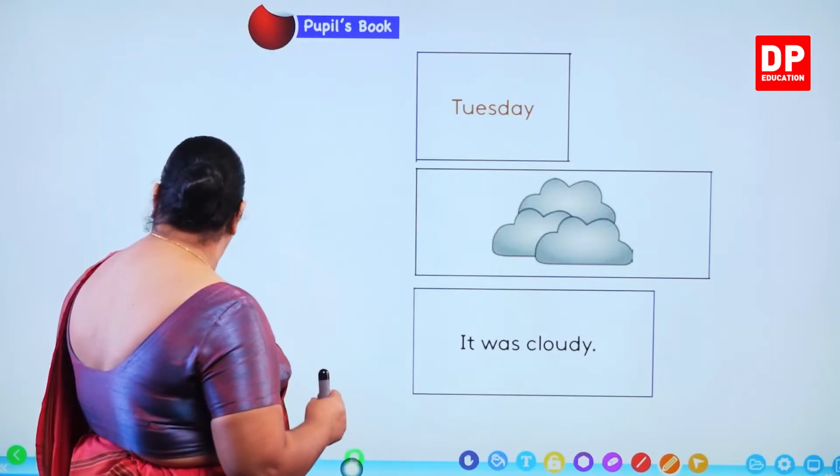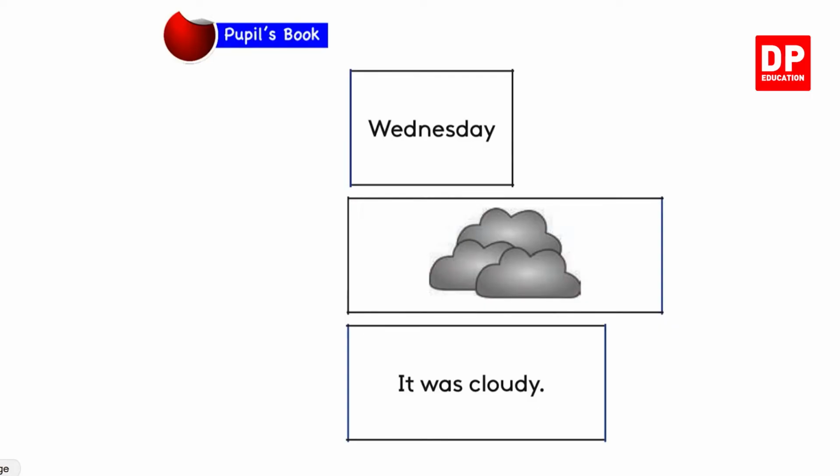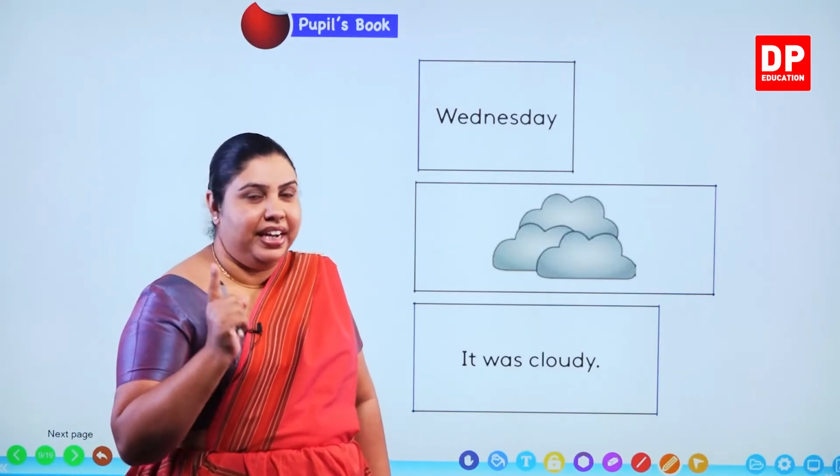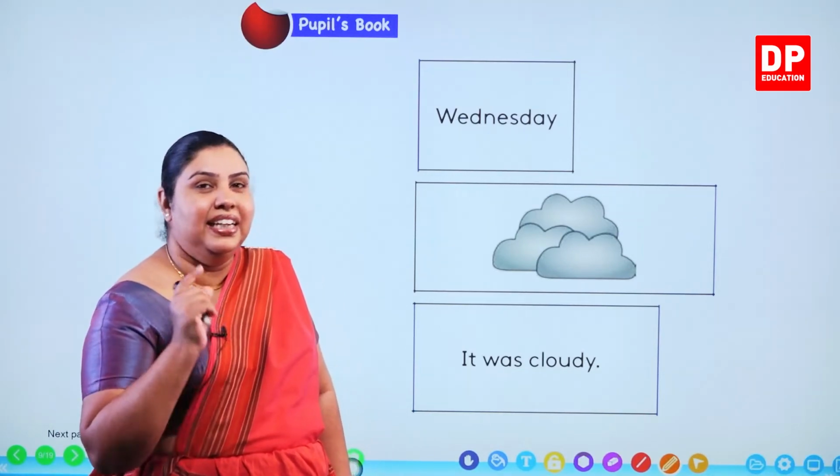Okay, now we are moving on to Wednesday. Wednesday. Now I told you something. When we write the word Wednesday, there is a silent D.